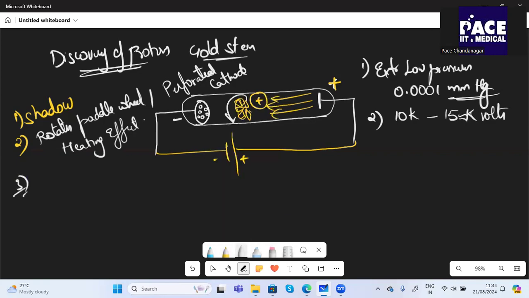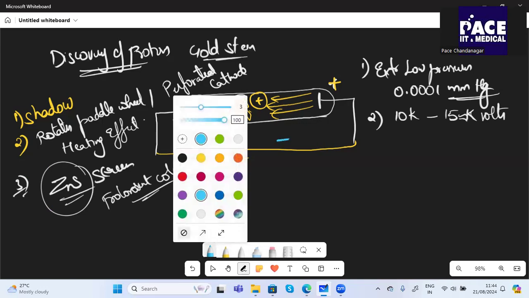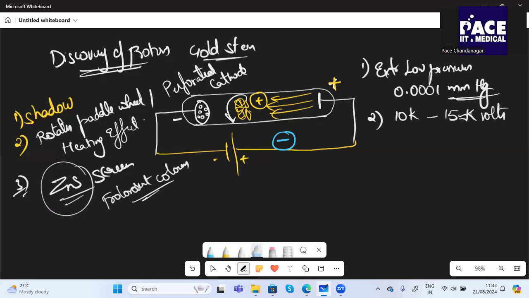And number three, when these rays are produced on a zinc sulfide screen, that gives us the scintillating effect. Fluorescent colors are produced when these rays hit the zinc sulfide screen. And again, these rays also get deflected because they have a charge associated with them. If you put the negative terminal of the battery, they get deviated towards the negative terminal. These rays have the tendency to deviate towards the negative terminal, indicating that they are positive rays.